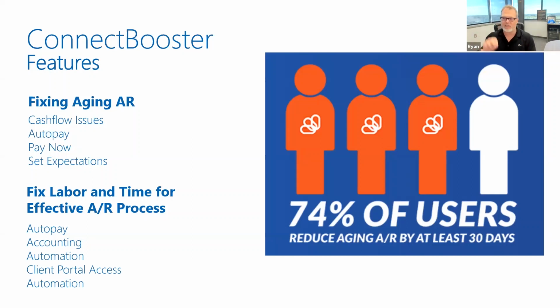A Pay Now, which is an instant option: I saw the invoice, I can click a button and make a payment immediately, and then setting proper expectations to execute upon those strategies. Now let's go in and talk about automation.